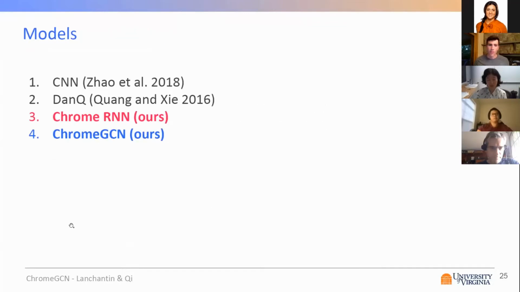So we compared 2 commonly used independent window-based deep learning methods, the first 2 here, and we introduced 2 variants of our method, the proposed ChromeGCN model that I talked about, as well as a recurrent neural network version, which really just replaces the graph module with an RNN. So it uses the full linear chain of windows rather than this known 3D structure. So it's just a way to validate whether using the known 3D structure is important, or if we want to just consider all the linear chain of windows.